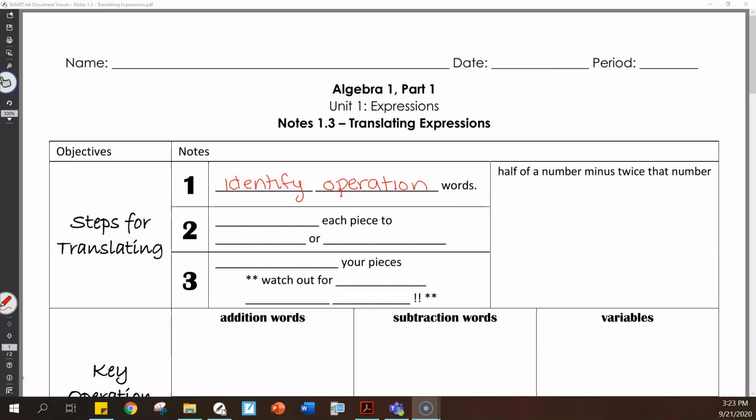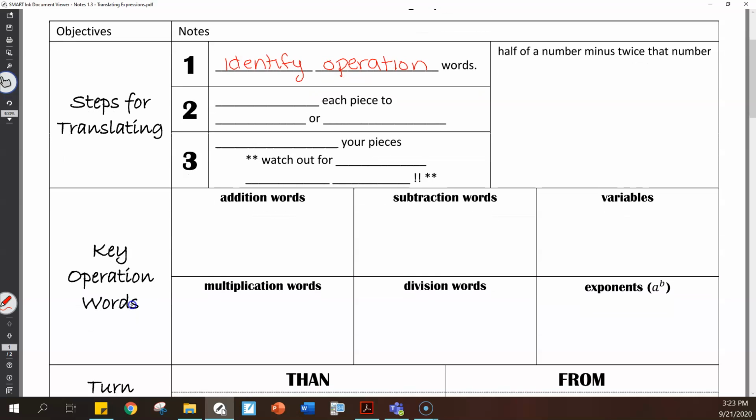Now, operation words tell us what operation to do. They tell us whether to add or subtract or multiply or divide. So let's talk about some of those words. Words that tell me that I need to add, obviously we have the word add, but also things like more than, or plus, or increased by.